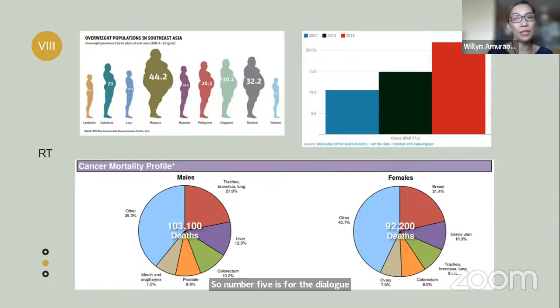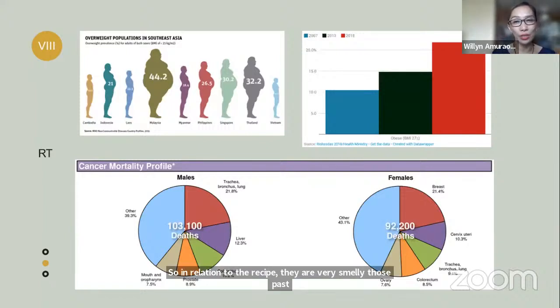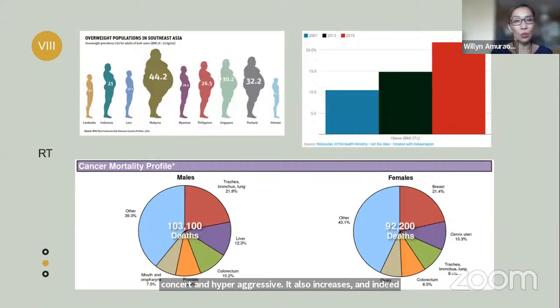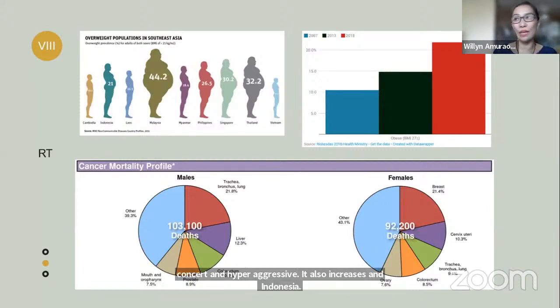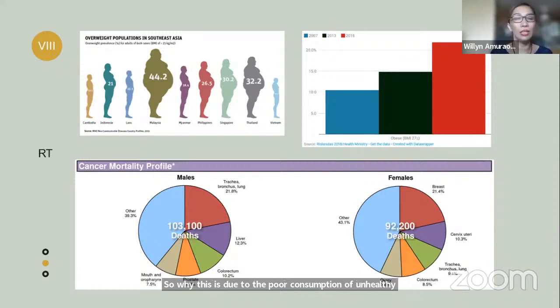And then we have the Ministry of Health. Cancer is also the 3rd leading cause of death in Indonesia. It also ranked 8th in Southeast Asia and 23rd in Asia. So in relation to obesity, diabetes mellitus, cancer, and hypertension, it also increases in Indonesia. So why? This is due to the poor consumption of unhealthy food, shifting from the traditional diets toward processed products that are higher in fat and sugar, because these are less expensive than the wholesome foods that we cook at home.